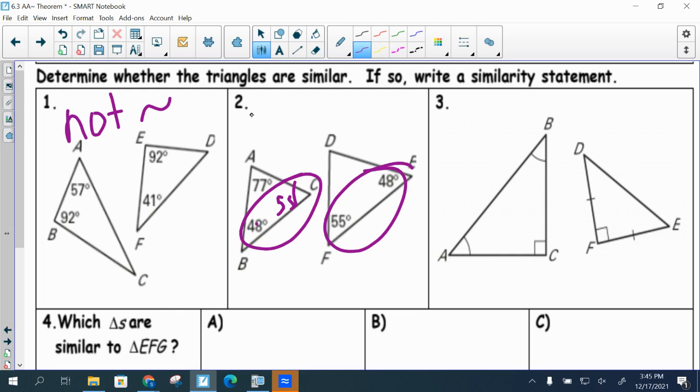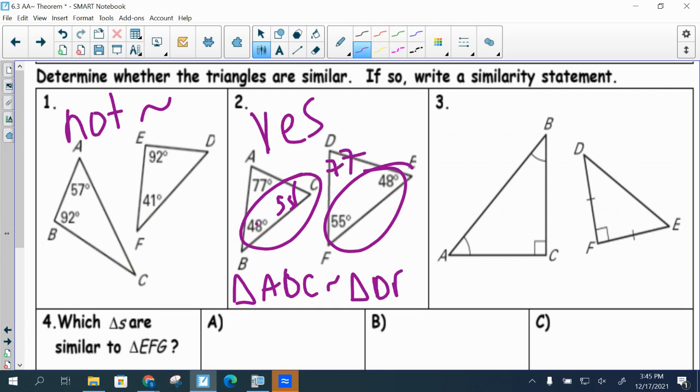If so, write a similarity statement. So we could say triangle ABC similar to triangle, and then that would match up with, this would be 77, so that would be D and then EF, because we have to list the vertices in the same order that they are congruent.